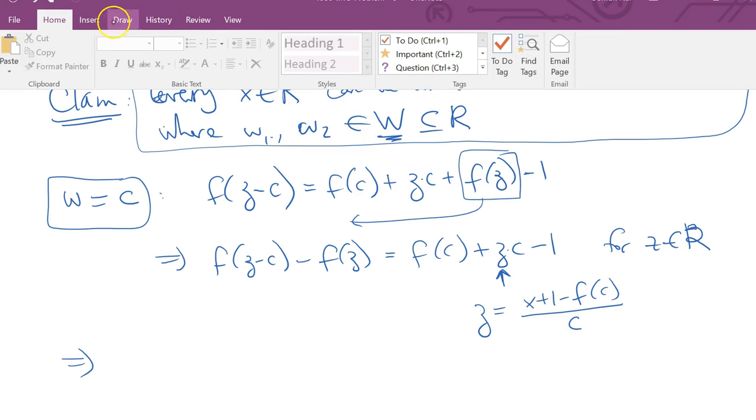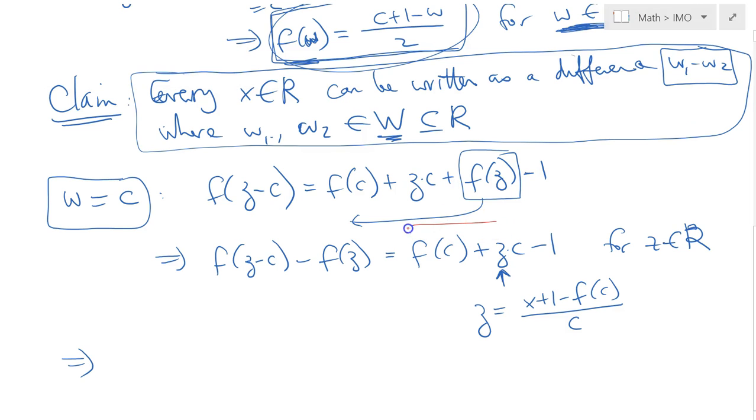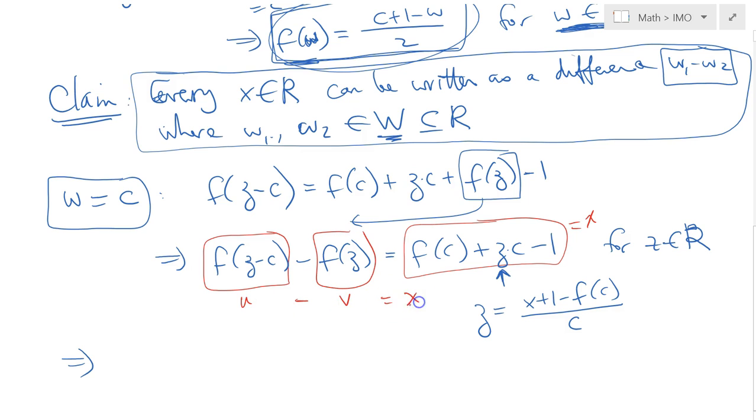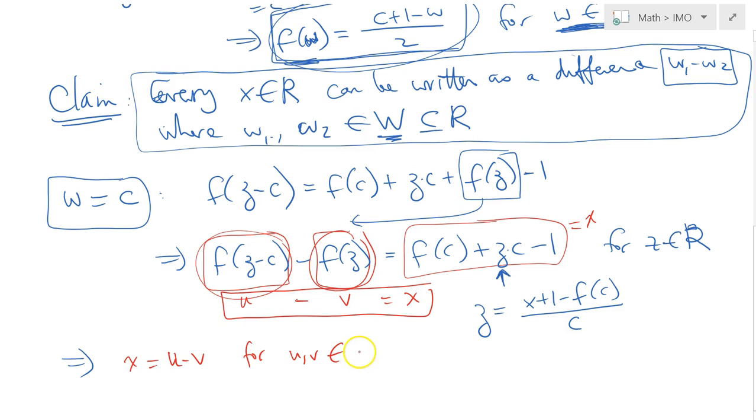Let me actually use a different color. So it would reduce the whole thing into x, but then I can just rename these two guys as u and v, and as a result x itself becomes the difference u minus v, where both u and v are in the range of our function. So that's really nice. So therefore x is equal to u minus v for u, v in, I think we called it, W.